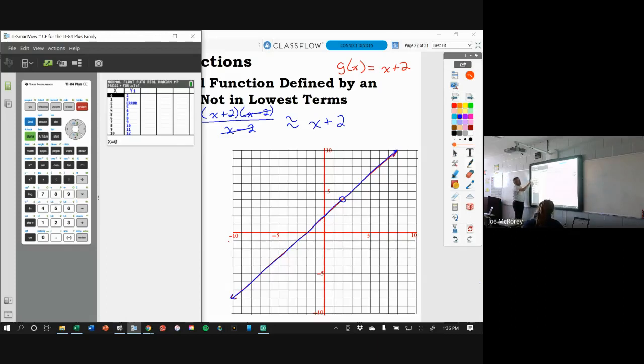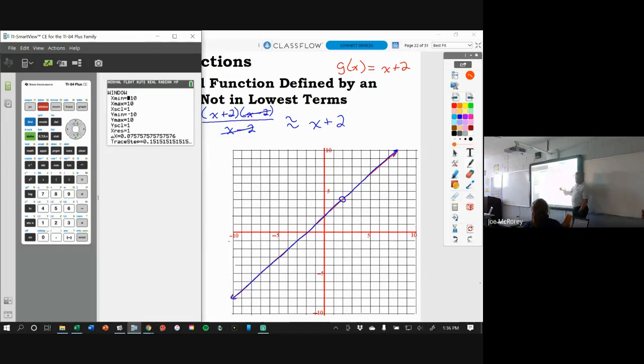Okay, let's go to window. And if 2 was to be plugged into the graph, if it actually existed, you would get 4. Both of them should be auto. If I put a 2 right here, 2 plus 2 is 4. So if the x value of 2 existed on this graph, it would have a value at 4, which tells me there's a hole at the point 2, 4.